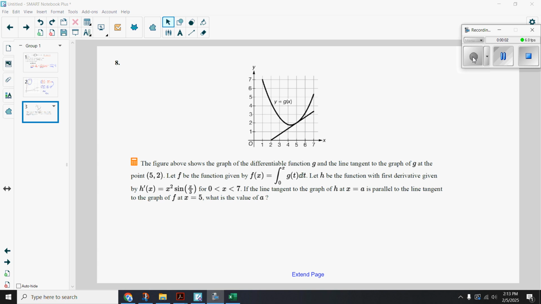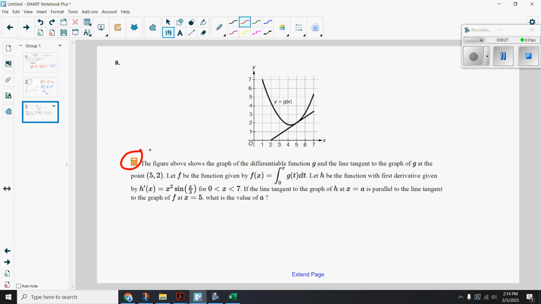This is an excellent but complex problem that demands you understand a lot about derivatives and particularly the fundamental theorem of calculus part 1. And it is a calculator problem. So you're allowed to use a calculator. In fact, you're going to need a calculator to solve this problem eventually.